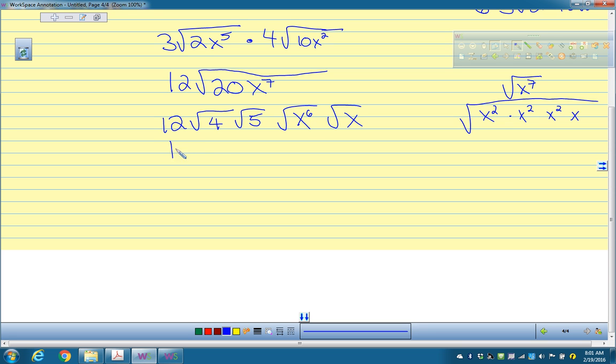So then I take all my roots that I can. 12 times 2 times x to the 3, and the root of 5 and x has to stay inside the box. And then I multiply those two things together, and I get 24x cubed root of 5x. Okay? There you go. A lot of steps, but it's kind of fun. I like these. Okay, so that's it.